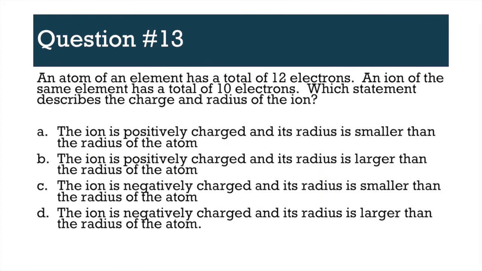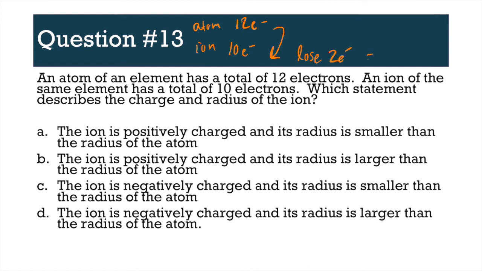Okay. Number 13 says an atom of an element has a total of 12 electrons. An ion of the same element has 10 electrons. Which statement describes the charge and the radius of the ion? So there's a lot to unpack there. Answer choices look wordy, let's break down the question first and then have a better idea of what we're looking for. So it says an atom has 12 electrons and your ion has 10 electrons. So how do we get from 12 electrons to 10 electrons? You have to lose 2 electrons.